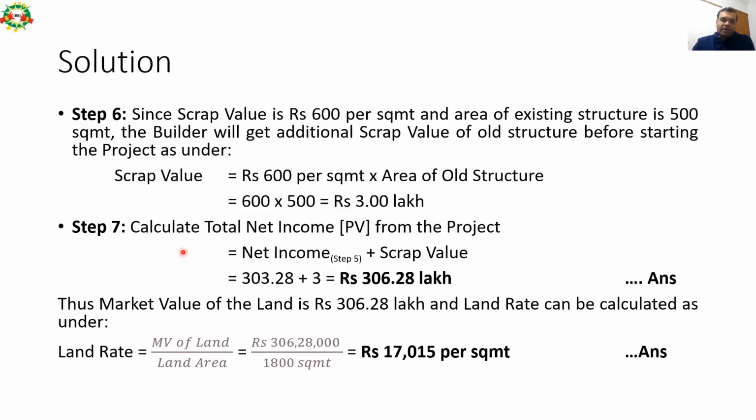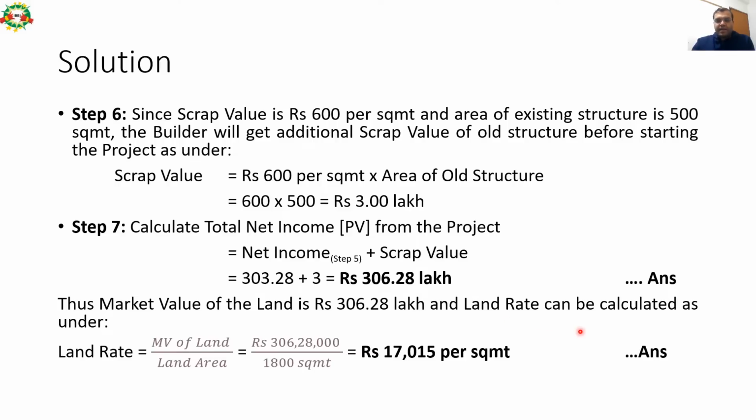So total net income from the project will be net income as we have calculated in step number 5 plus scrap value. So the builder will receive a total of 303.28 lakh rupees from the net receipt from the project plus 3 lakh rupees of scrap value. So total value of the project for the builder is 306.28 lakh rupees. Thus market value of land is equal to 306.28. This is the fair market value, and this is the maximum amount the builder would like to pay to the landlord for the piece of land.